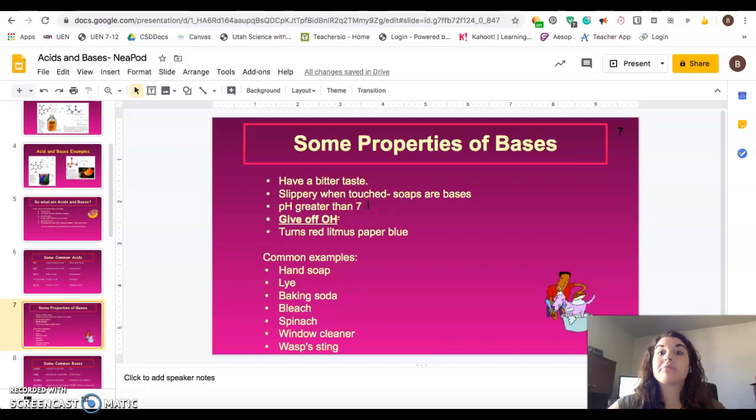Their pH is greater than 7 and they give off OH. So acids gave off H3O plus, bases give off OH. And they turn red litmus paper blue. So here are some other common examples. We have hand soap, lye, baking soda, bleach, spinach, window cleaner, a wasp sting. All of these are considered bases because they all give off OH.